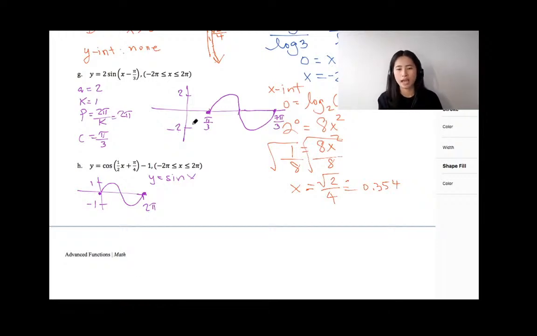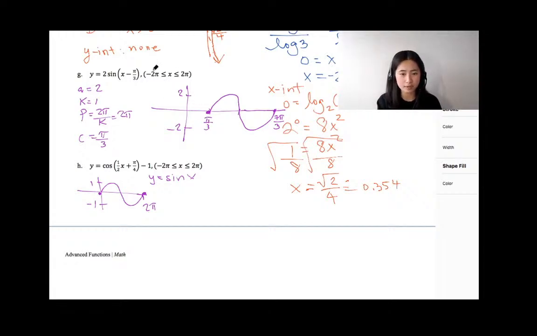Okay, does that make sense? And then how do you figure out what this is? Well, because you know that one period is 2 pi, all you have to do is add pi over 3 plus pi. Let me just quickly do that. Yeah, so that's 4 pi over 3, right? So this is 4 pi over 3, but we don't really need that information.